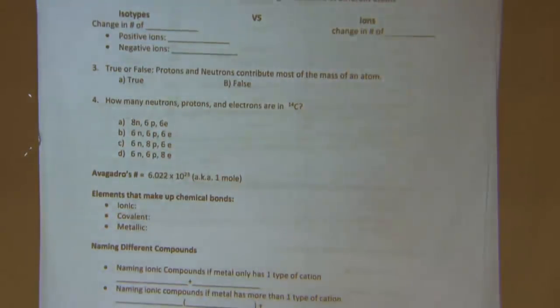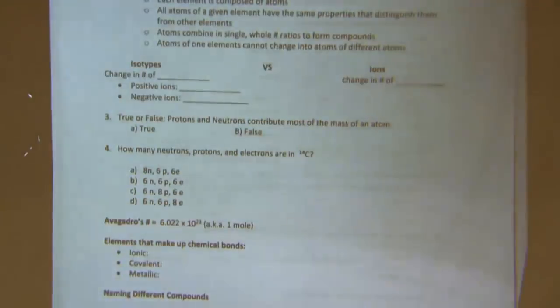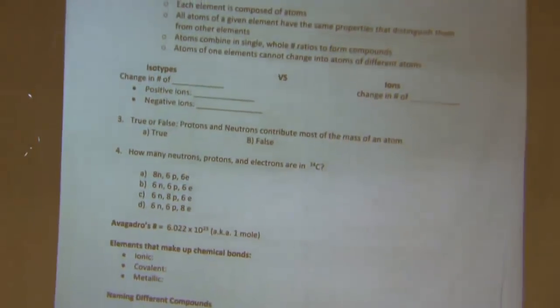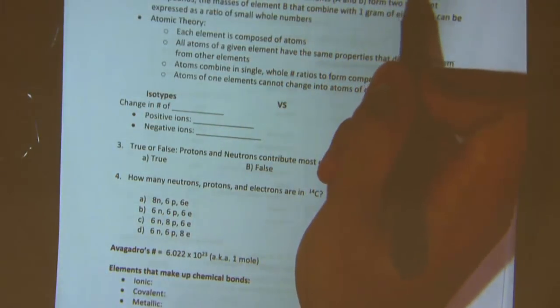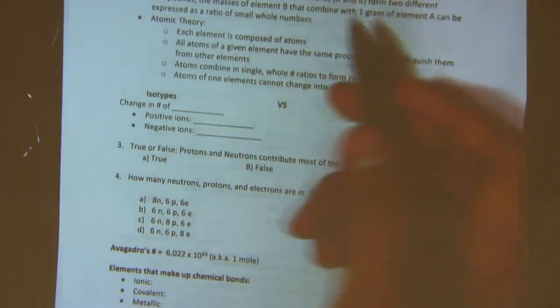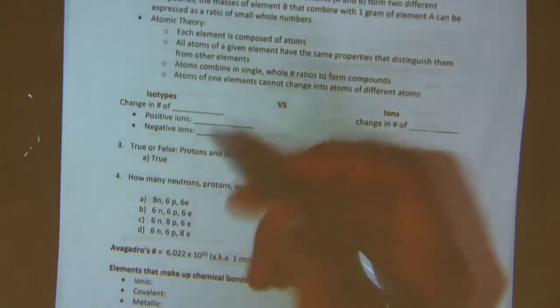So, a little simpler stuff. So we have atomic laws, the law of conservation of mass, which states that mass can't be created or destroyed, definite proportions in which all samples of a compound have the same proportion, multiple proportions, and atomic theory. So you can read up on that and review a little bit.